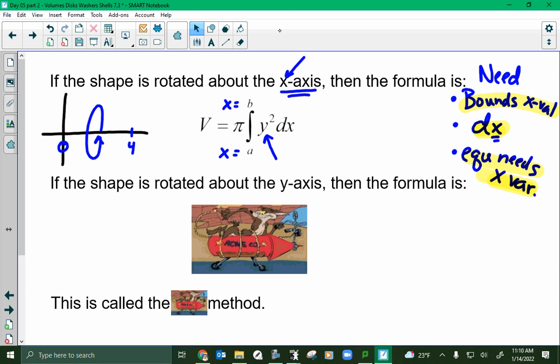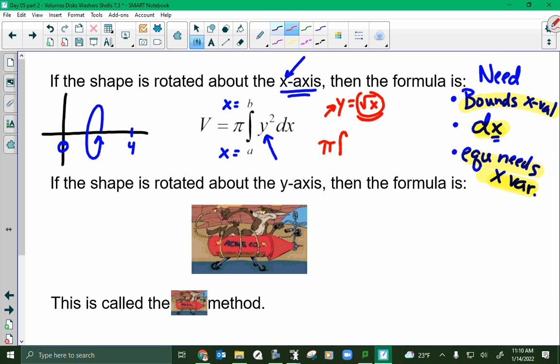So y is y. So how come y is in here? Because in the problem we just did, wasn't y equal to the square root of x? So yes, we're going to put y in, but y is equal to the square root of x. So really, when I write this out, pi, the integration from when x is 0 to when x is 4 of the square root of x dx.